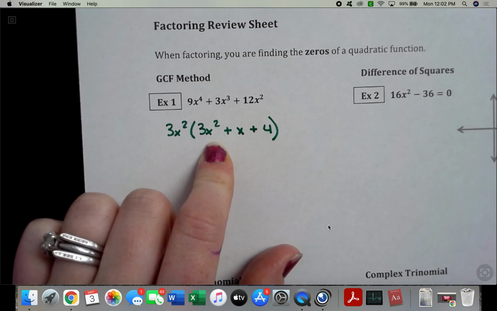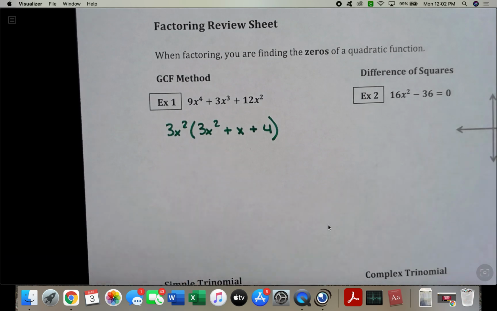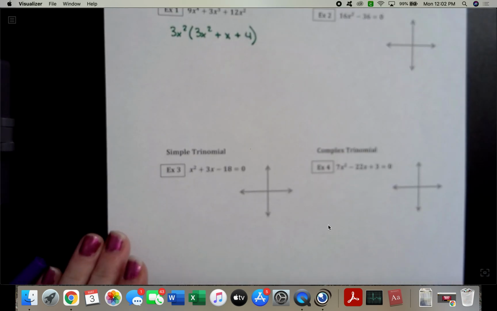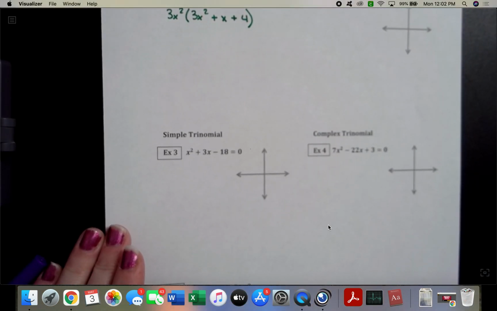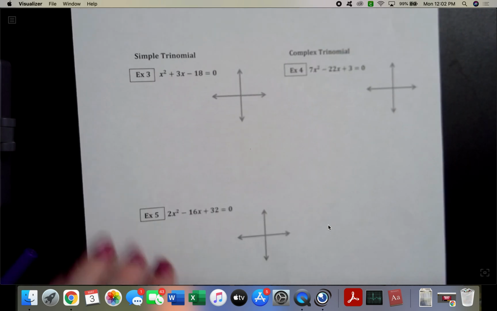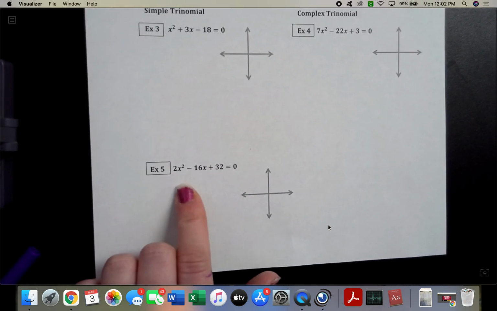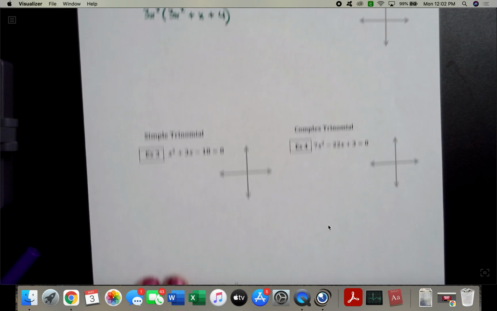So, out of this sheet, there are 5 different ways to factor. Well, no, really only 4 different ways of factoring, and then you have a mixed one down here, which is example 5. We went over the first one, so just to walk back through that one.